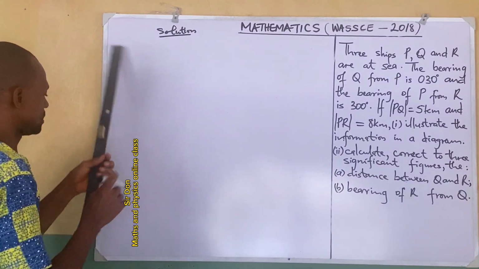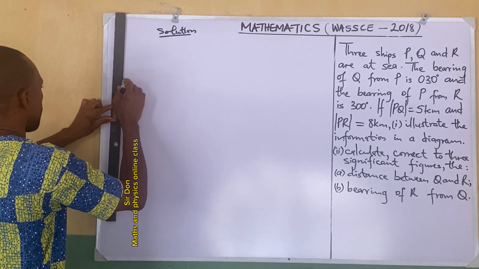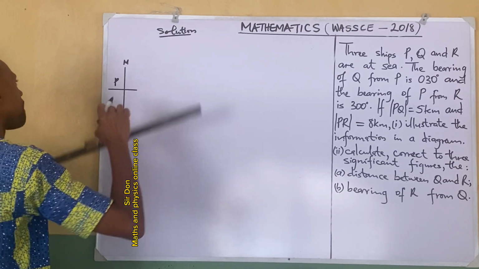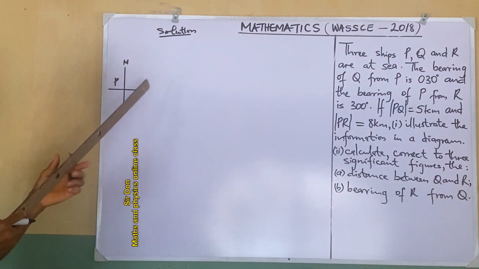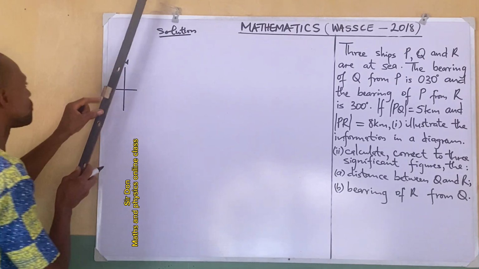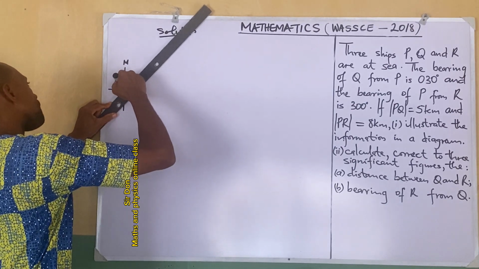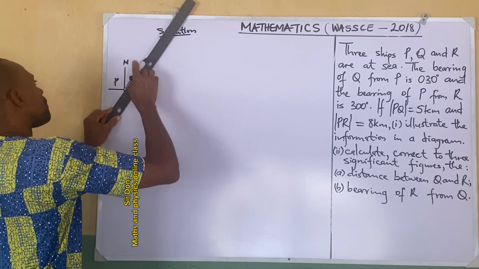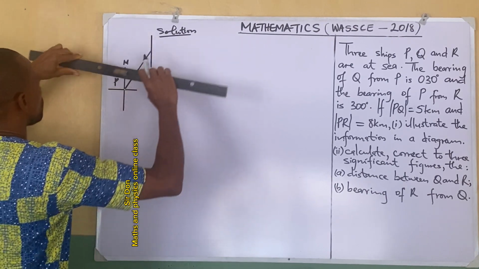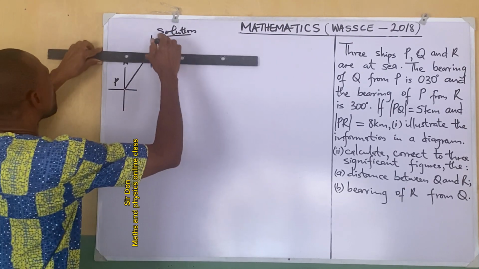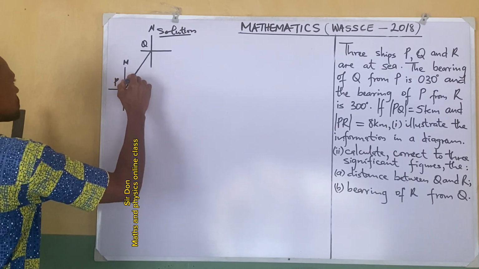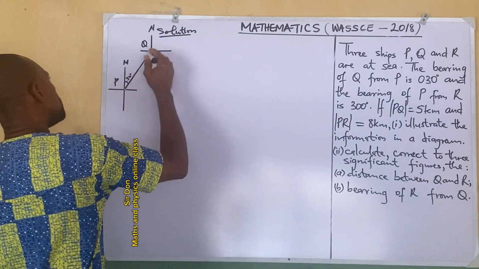Let's go. This is ship P, and there is another ship Q. The bearing of ship Q is 30 degrees from P, so you mark out 30 degrees from P. So let's say ship Q is here, 30 degrees from P, and PQ is 5 kilometers.